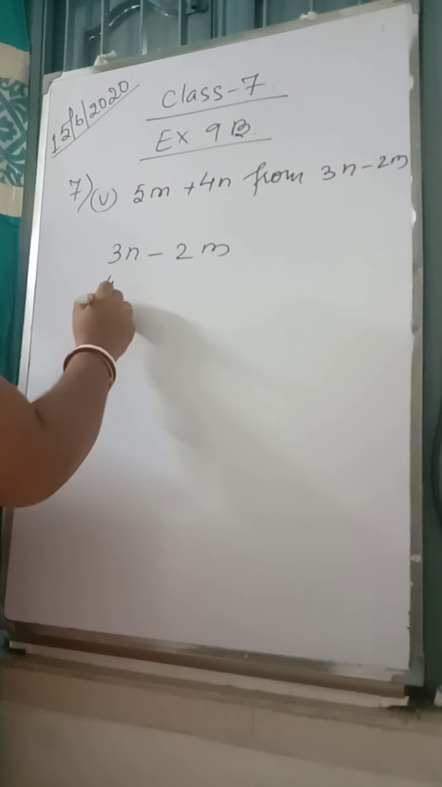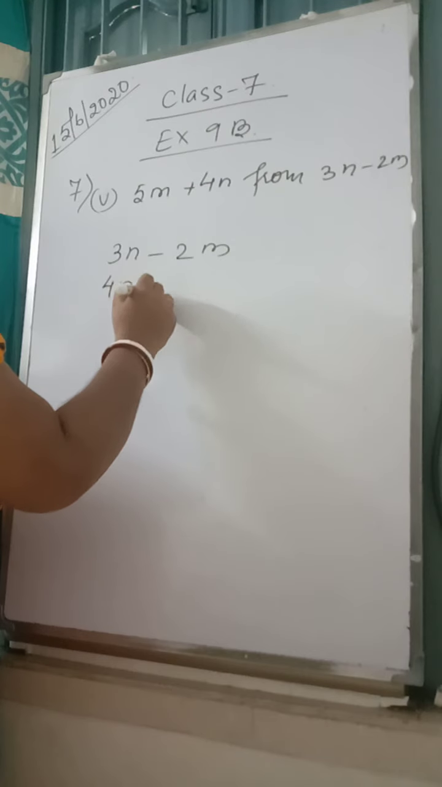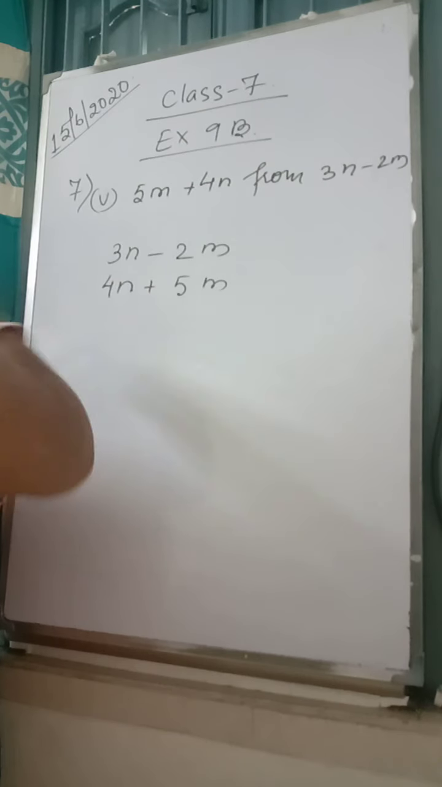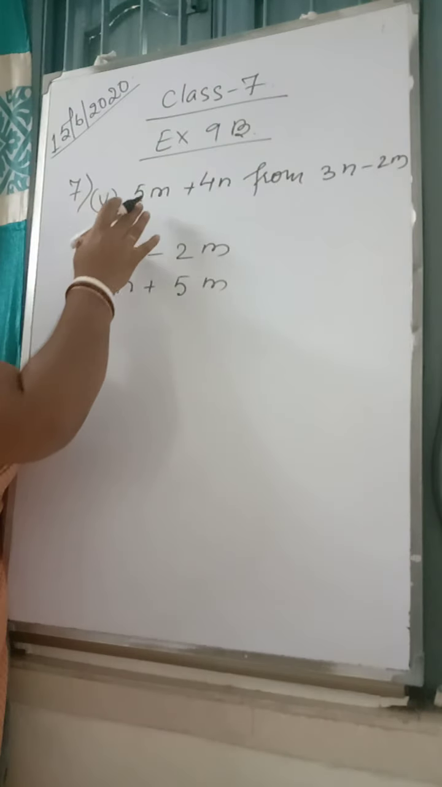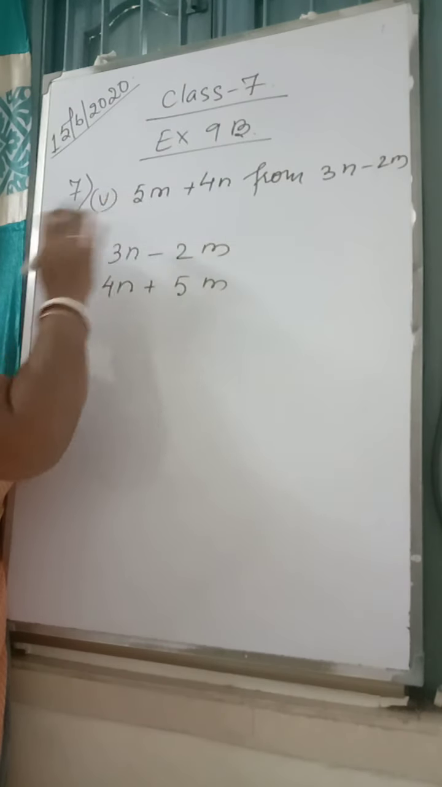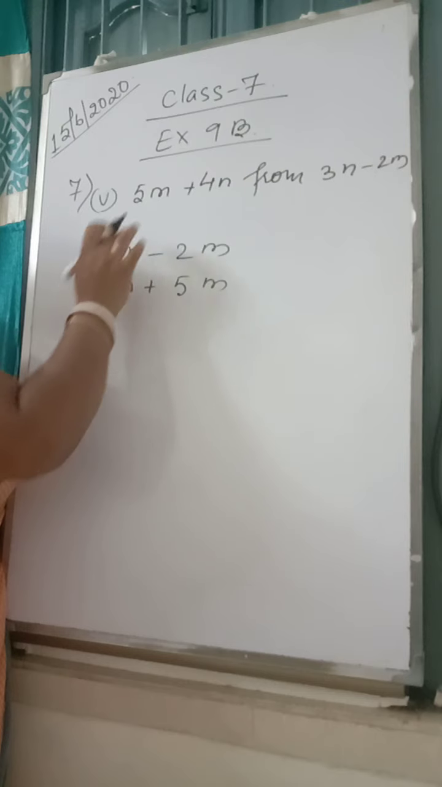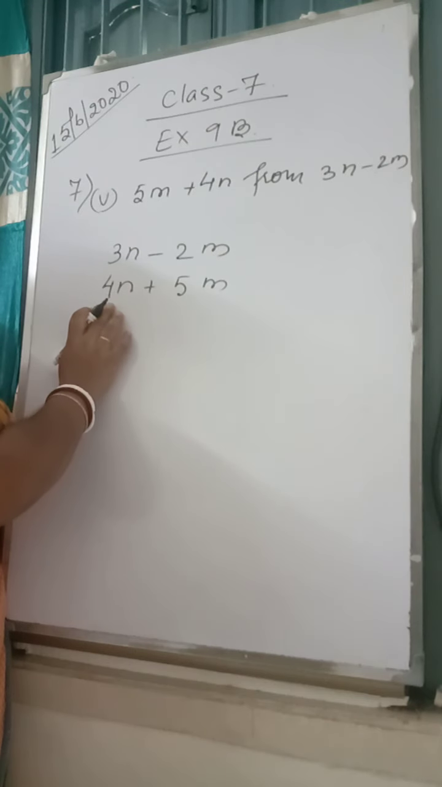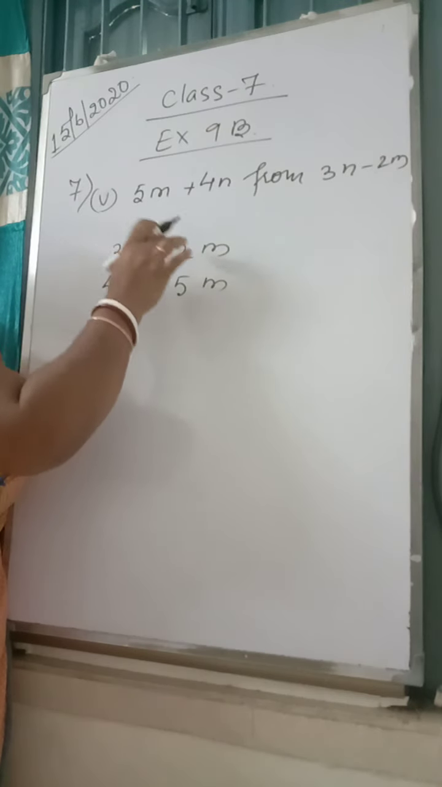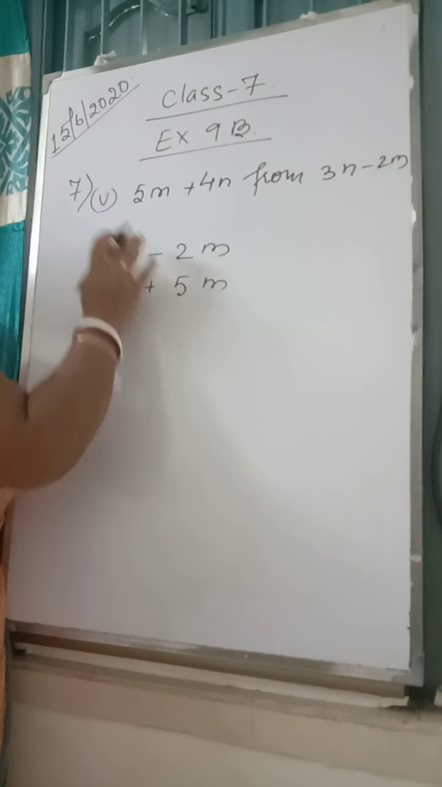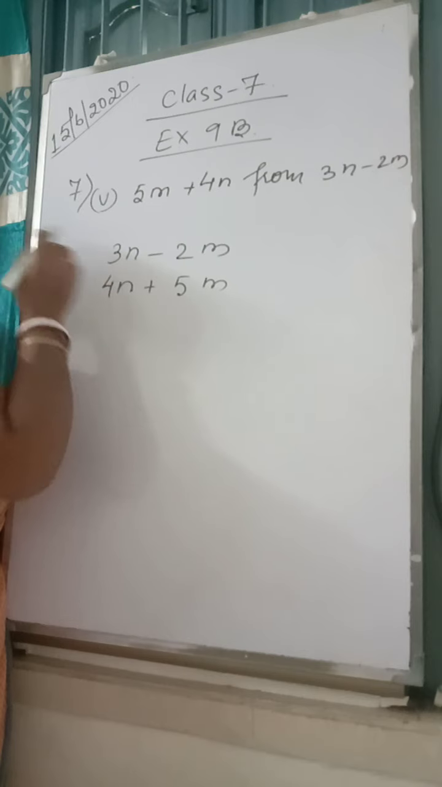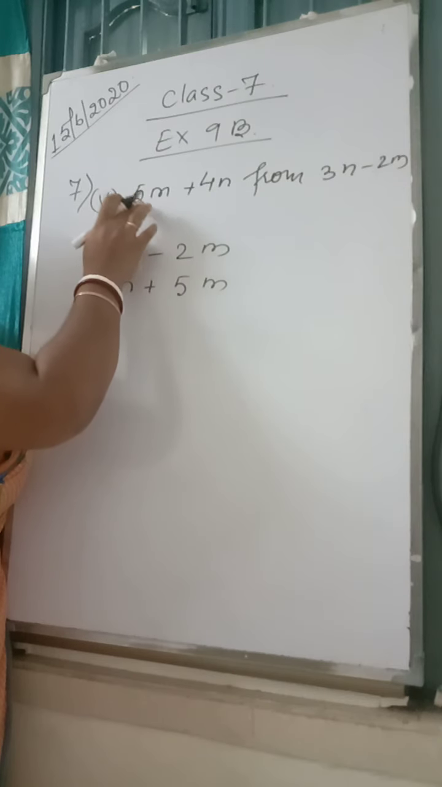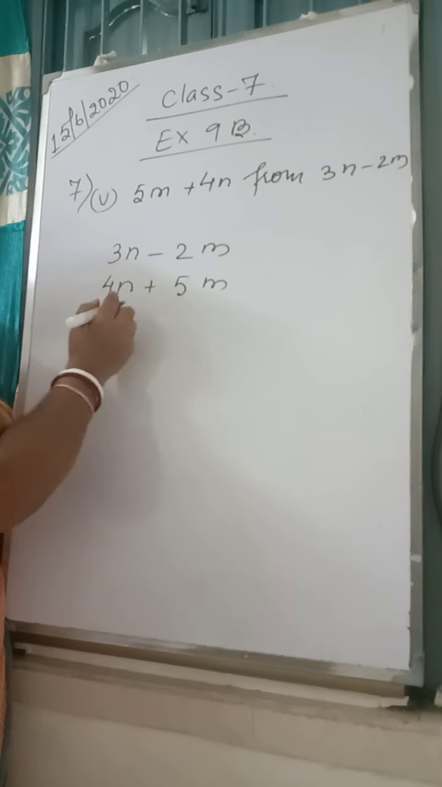Now we have to subtract this. So we have to write the like terms. So we can arrange the order. We can change the order. Down of 3n I have to write 4n because I cannot subtract unlike terms. And down of 2m I have to write 5m. Since 4n has plus sign, so I have written 4n. And 5m has also plus sign, so I have written plus sign.